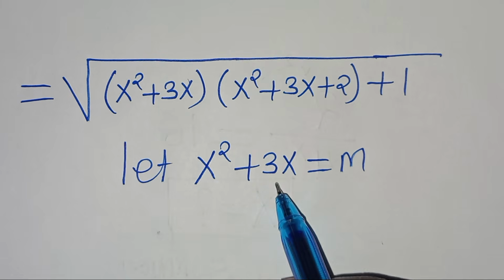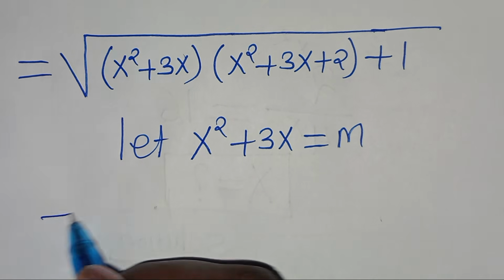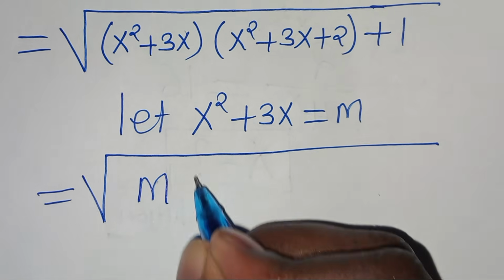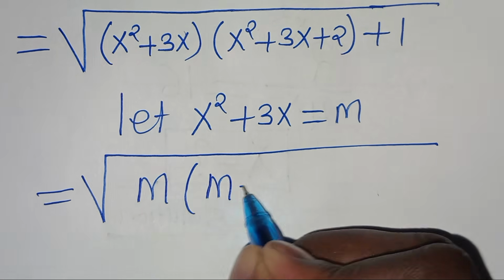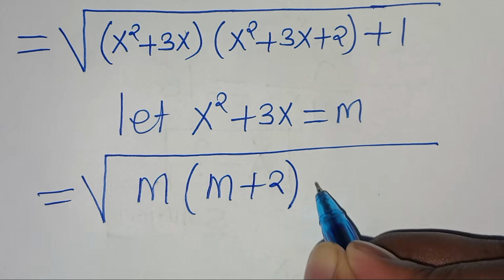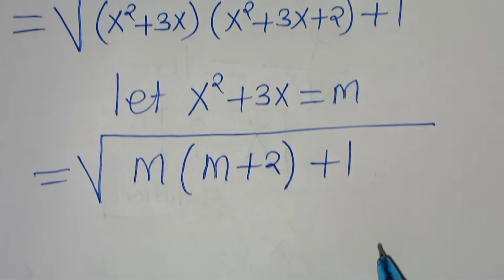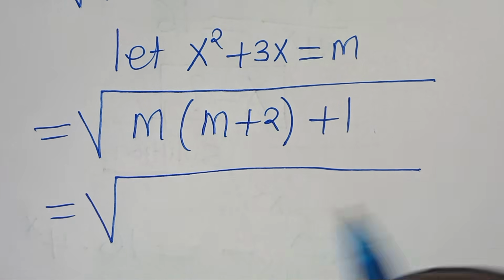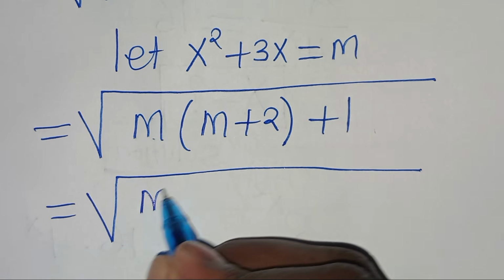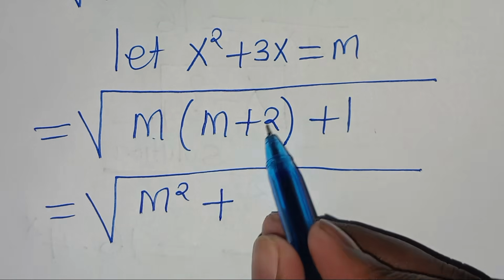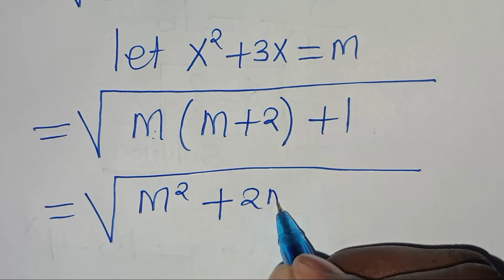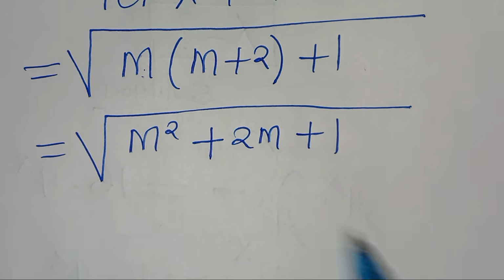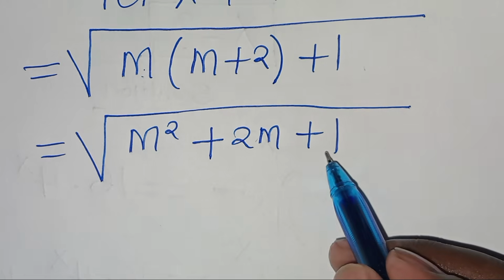So let's substitute x squared plus 3x with m, so that now we have the square root of m multiplied by m plus 2, close the parenthesis, then plus 1. So here we have the square root of m times m, which is m to the power of 2, then plus 2 times m, which is 2m, then plus 1. We have m squared plus 2m plus 1.